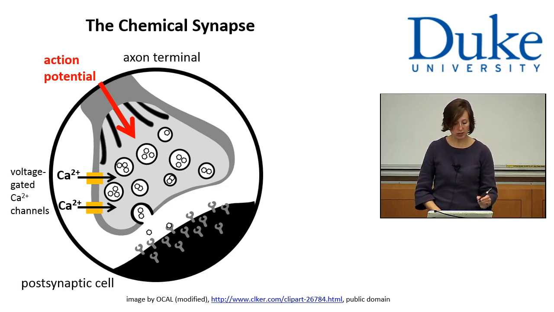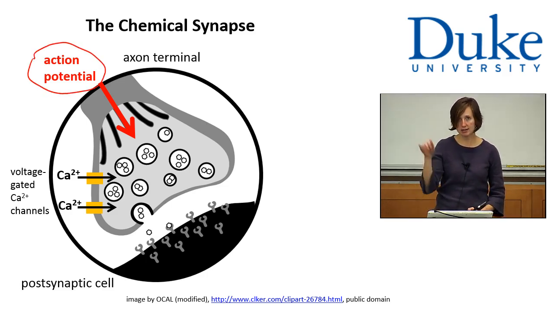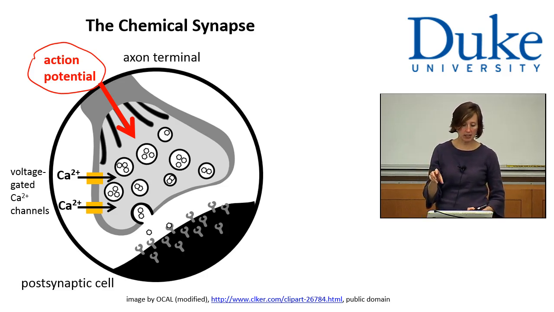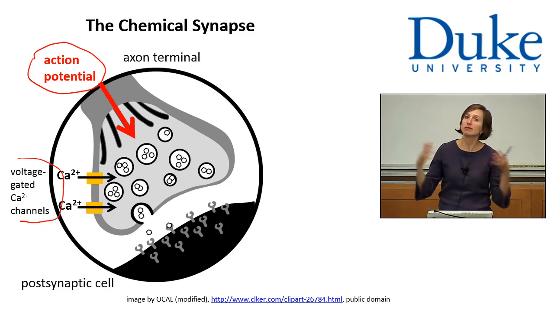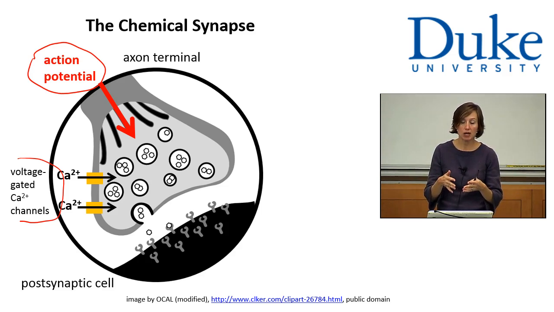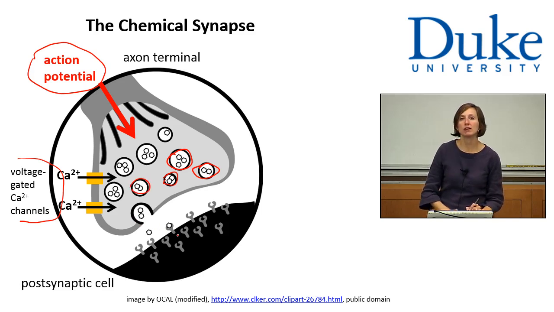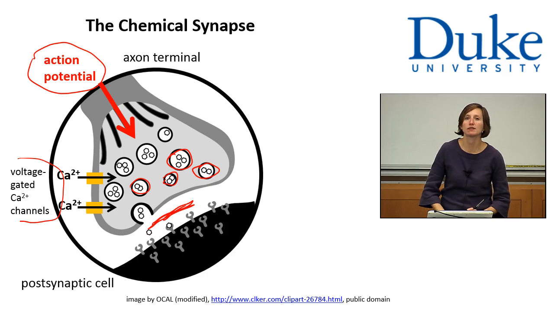The action potential, we already know, is going to travel down the axon and come to this terminus. And in the end of the axon, we have voltage-gated calcium channels. And so that action potential is going to cause them to open, and that's going to let calcium enter the axon terminus. And that calcium is going to act as a signal that allows vesicles that are full of neurotransmitter to fuse with the plasma membrane and dump out here into what we call the synaptic cleft.